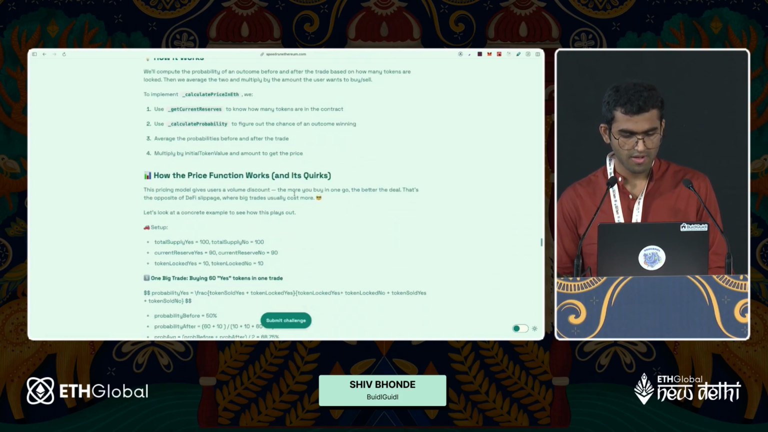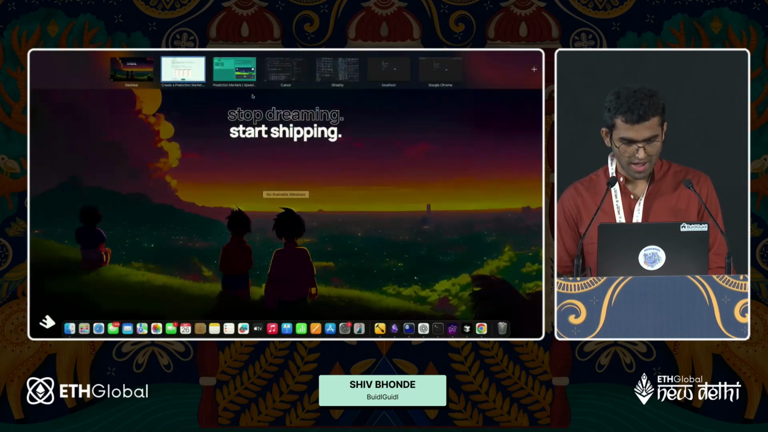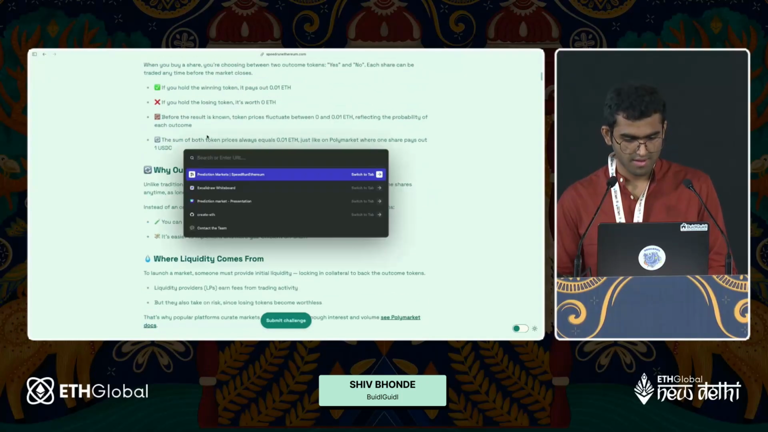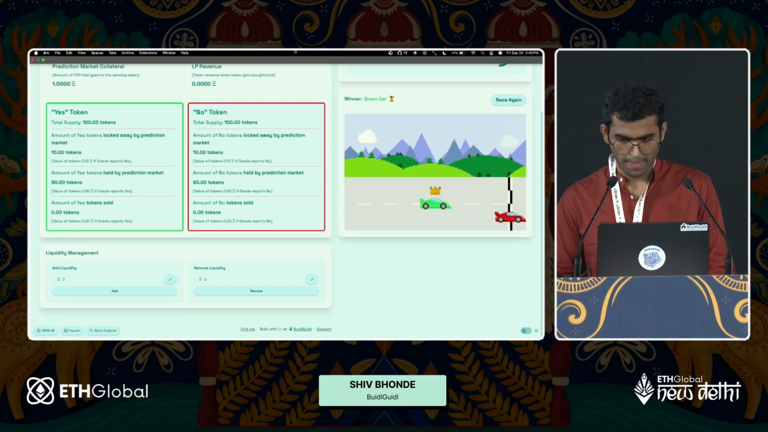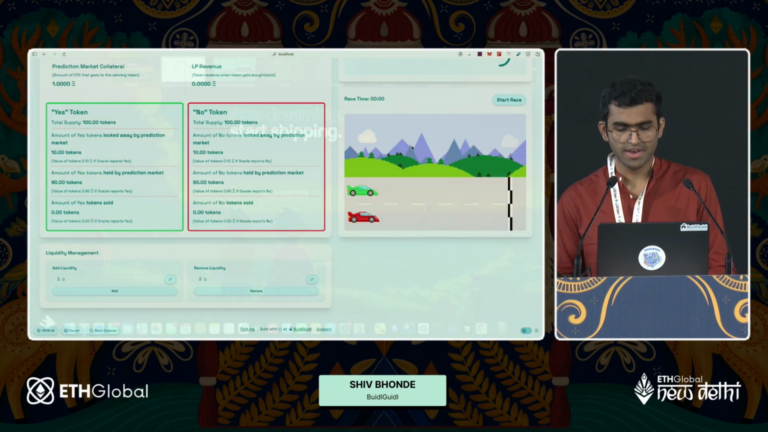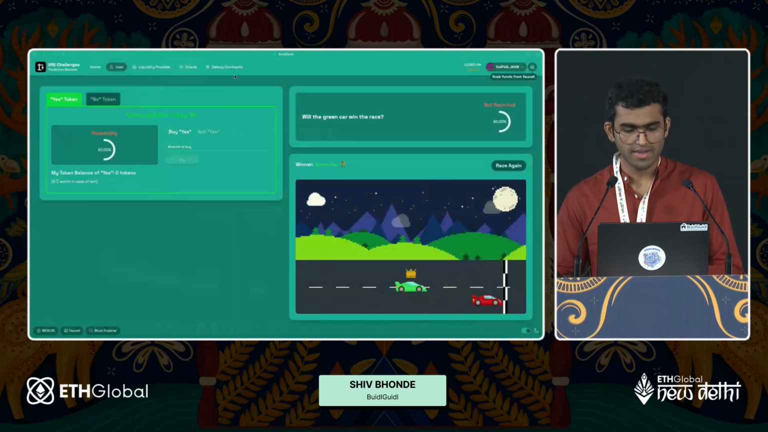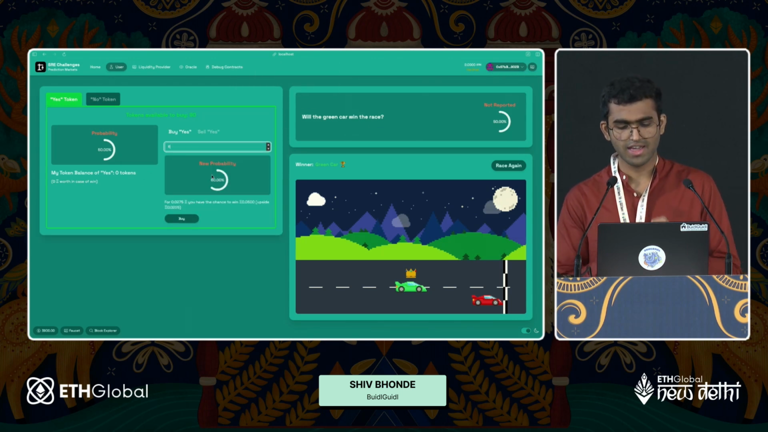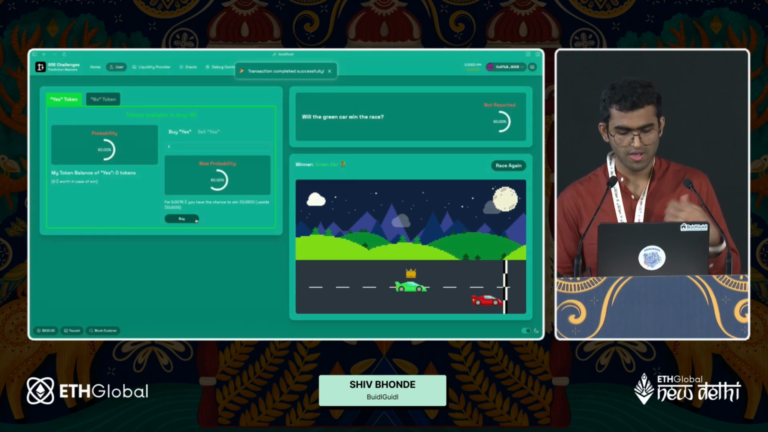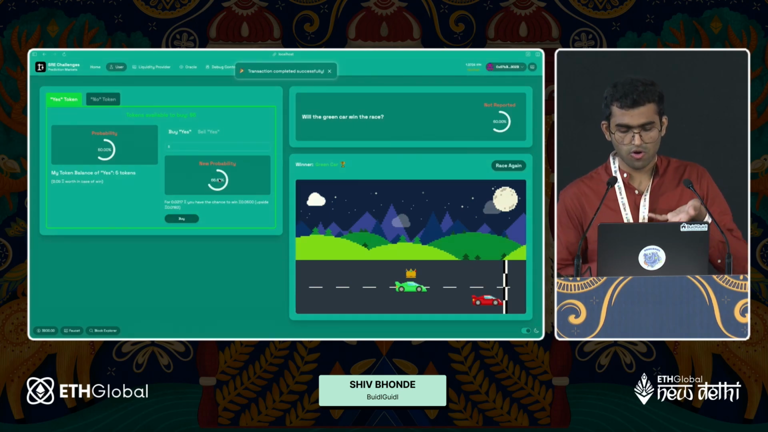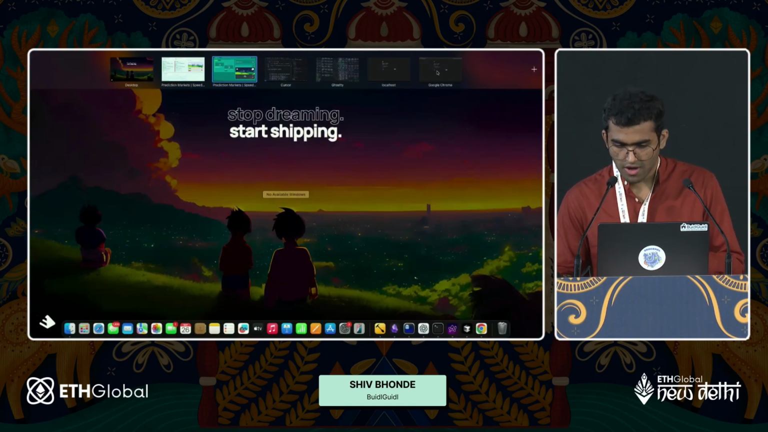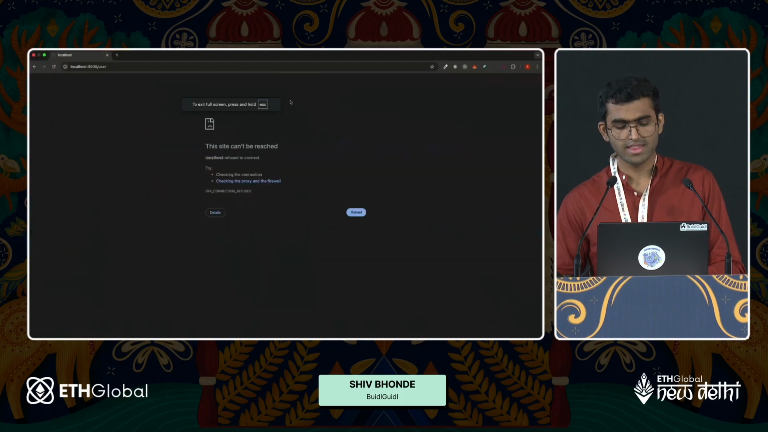And yeah, so if we start the market now again, like if we start the race, and let's start betting. Here I have an incognito tab, and let's buy some amount of yes tokens, maybe 5. And you see now it's increasing the probability because people are buying, and the yes token price is basically increasing.